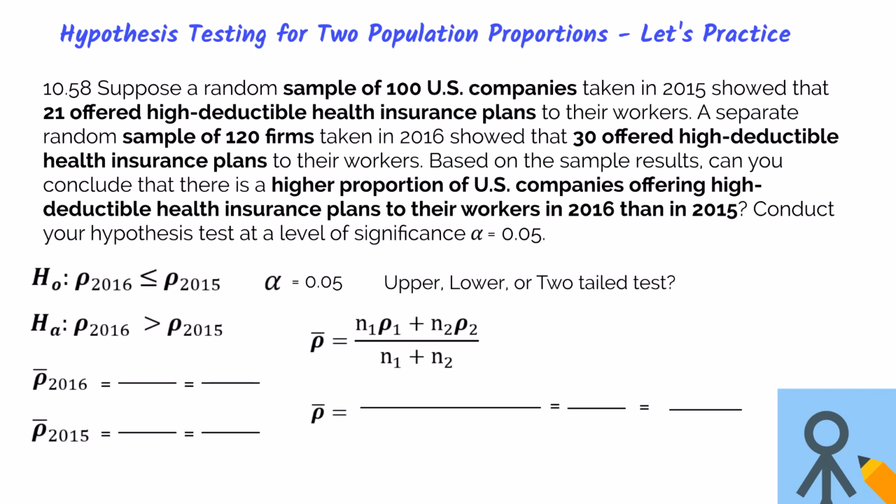So, is this an upper, lower, or two-tailed test? As we learned from the prior slide, since the greater than sign in the alternative hypothesis is pointing to the right side of the curve, this is an upper-tailed test. Next, we need to calculate the sample proportions for 2016 and 2015.